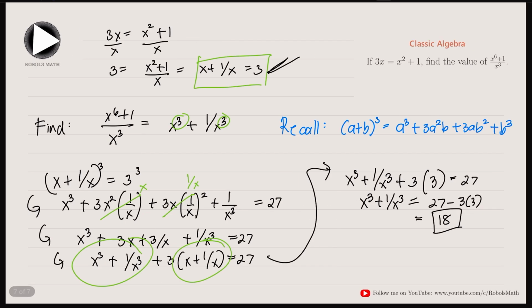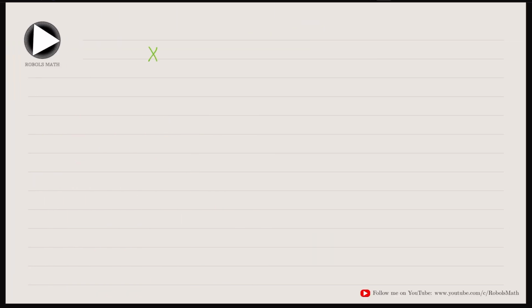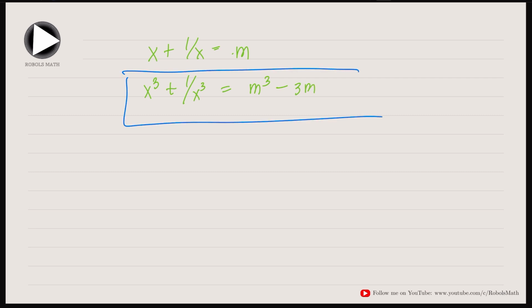In fact, you can generalize this problem if instead of 3 here, you make this, let's say, m. So if you're given x plus 1 over x equals m, we get that x cubed plus 1 over x cubed equals m cubed minus 3m. So if you can memorize this formula, then sure, it's going to help you in the competition to make things a little bit more simple. You can do the same for x squared plus 1 over x squared, x to the fourth plus 1 over x to the fourth, and so on.